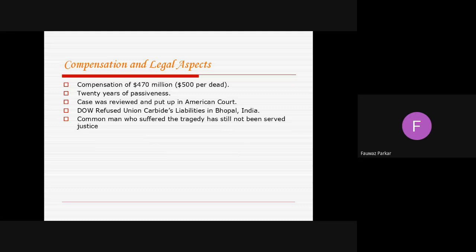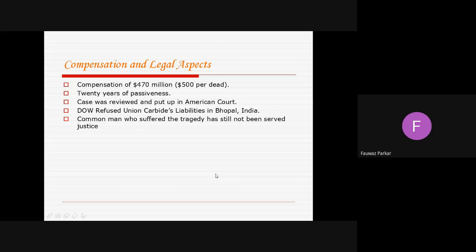Compensation and legal aspects. A compensation claim was made of $470 million, that is $500 per dead. Twenty years passed because no action was taken; even today the functioning of the courts is quite slow. When the company was dissolved, cases were reviewed and put in American court, but Dow refused, because once they had taken over Union Carbide, why would they pay? It was not their liability but Union Carbide's, and that company was bankrupt and insolvent. So the problem is that the common man who suffered the tragedy has still not been served proper justice.